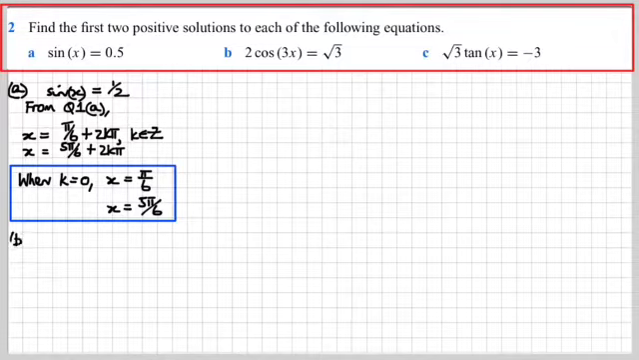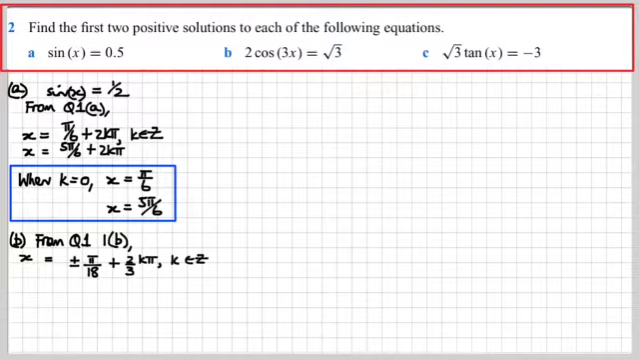Yes? Okay, very good. Number B, 2 cos 3x is root 3. Okay, well, from question 1b, we found that the general solution to that was x is plus or minus pi over 18 plus 2/3 k pi, where k is an integer. Okay? Now we've got to find the first 2 positive solutions.